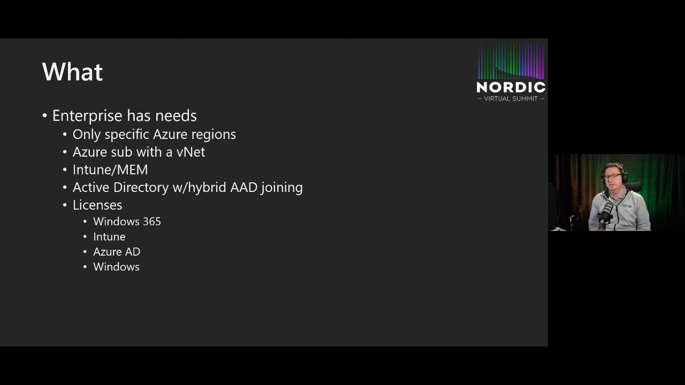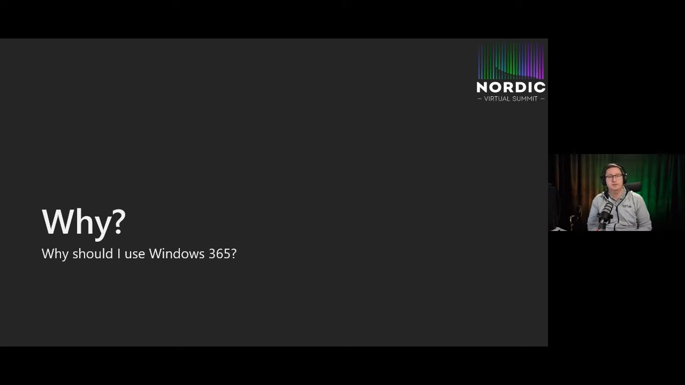It also requires you to have a couple more licenses. The business side only requires the Windows 365 license, but the enterprise flavor also requires you to have licenses for Intune, Azure AD, and for Windows, meaning that I think the cheapest you can go is the Microsoft 365 F3 license. But in case you're already using Microsoft 365 Business Premium, E3, E5, you can use those licenses that you have from before. All right, so that's the what Windows 365 is.